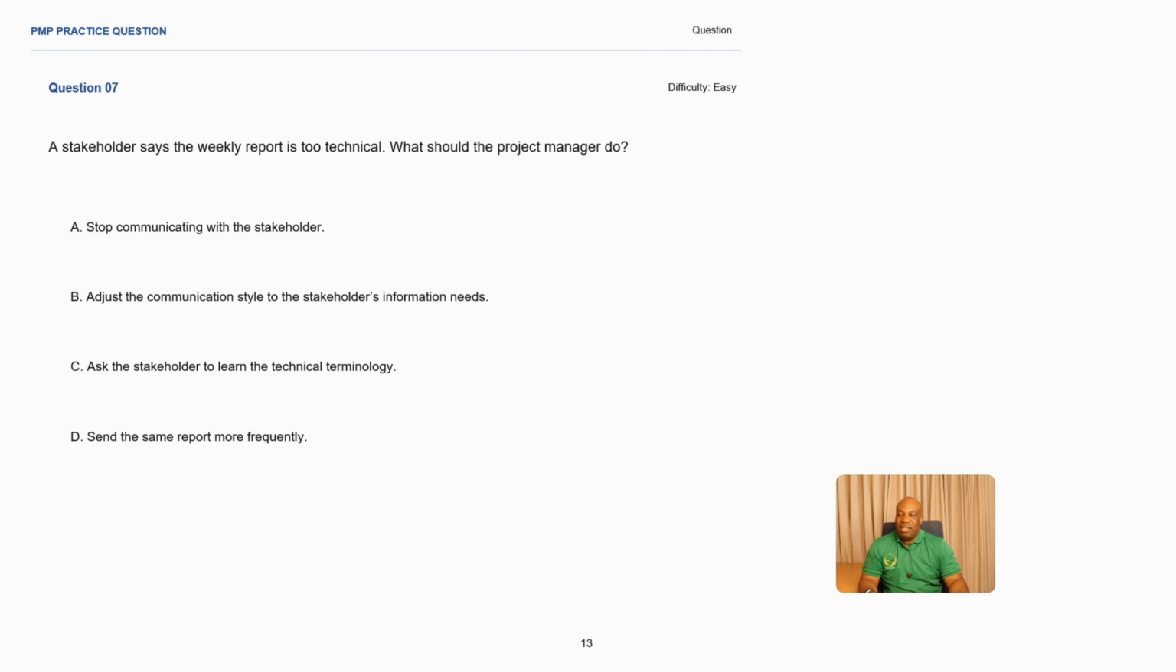Practice question number 7. A stakeholder says the weekly report is too technical. Okay, what should the project manager do? What is the project manager supposed to do? So the issue here is a stakeholder is complaining that the weekly report is too technical. Okay, so which means they are receiving some information which they are not probably understanding because it's technical.